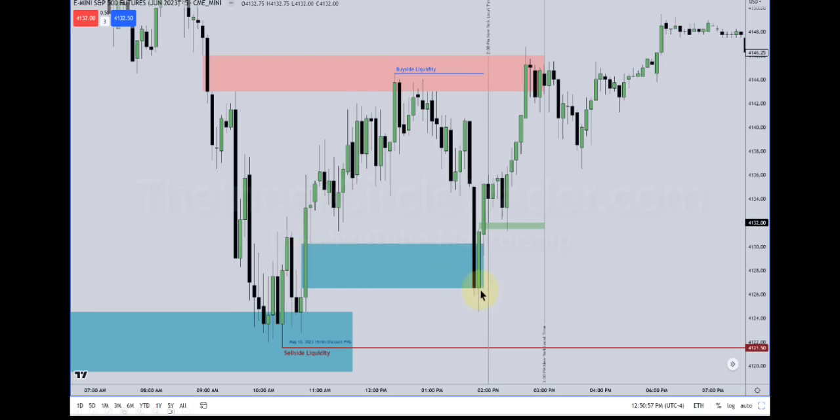The wicks did the damage, but the body's telling you the narrative. The story is told by the bodies. So it's telling you it's respecting this buy side imbalance, sell side inefficiency, or fair value gap. Going into 2 o'clock, we rallied and we created a small little fair value gap there.